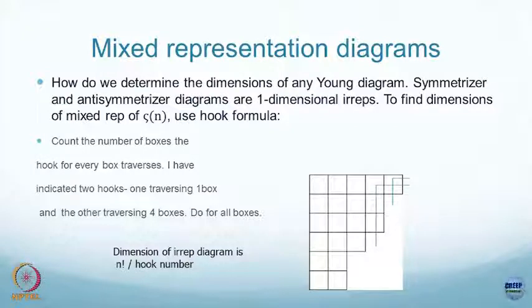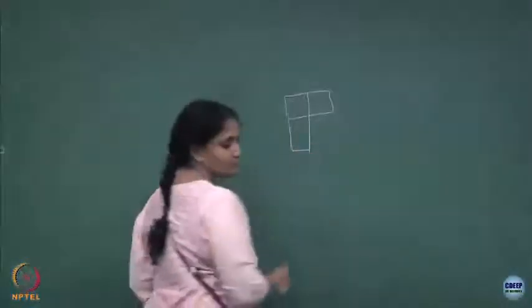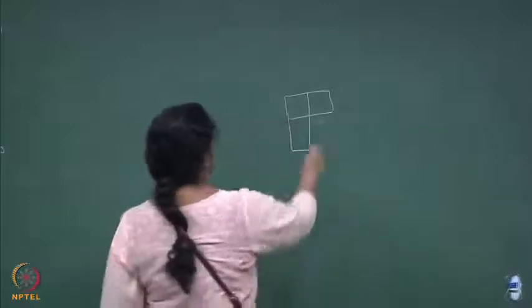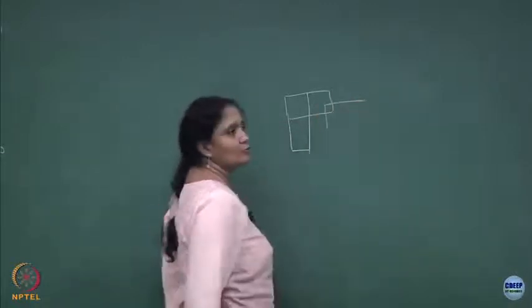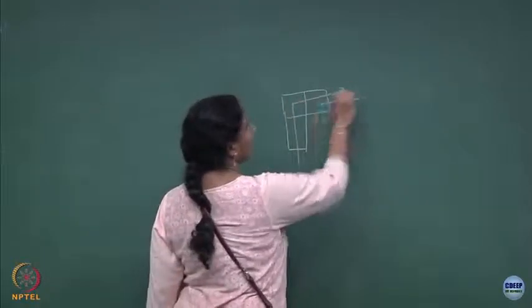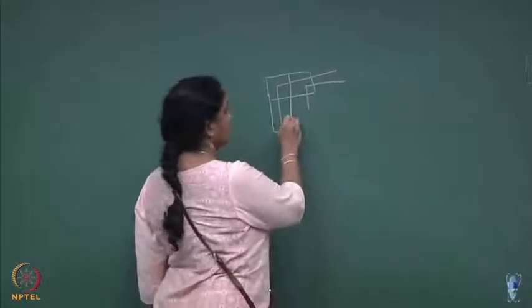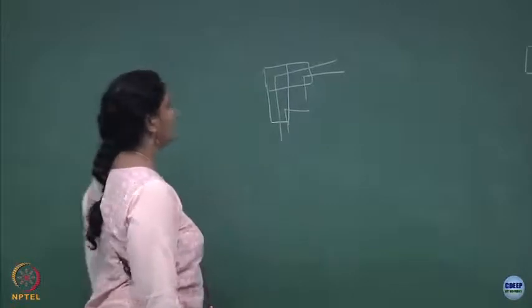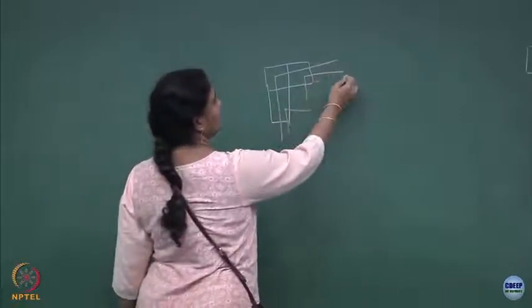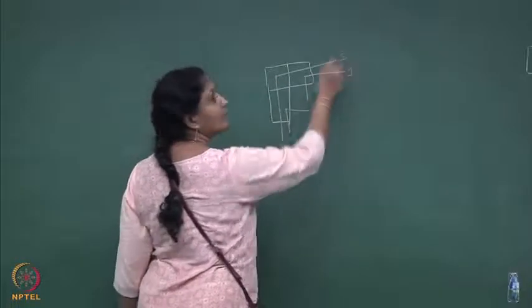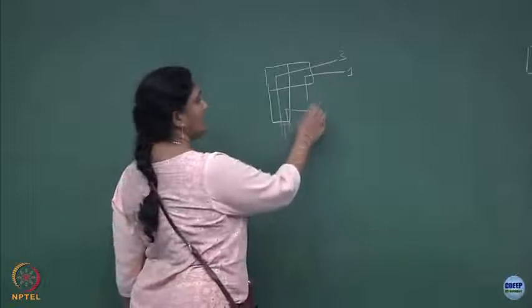So, let us do this for this example. So, let us take this. This particular box has one hook, this box has another hook, this box has this hook. So, this number is 1, this number is 1, 2 and 3, and this one is again 1.